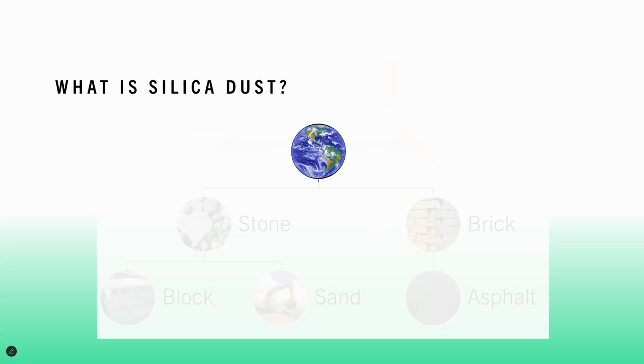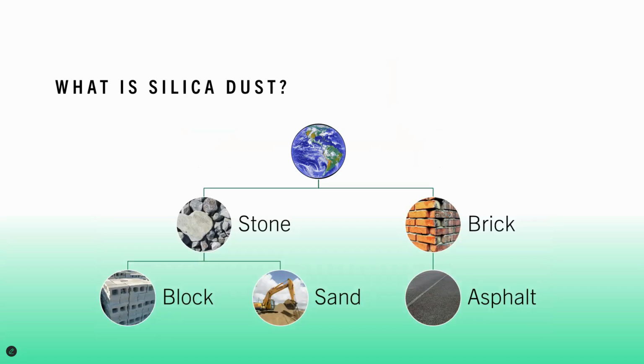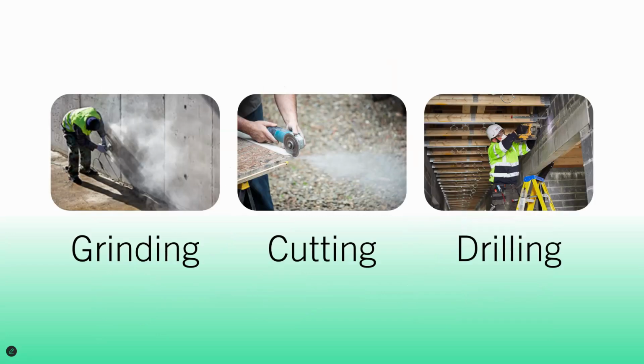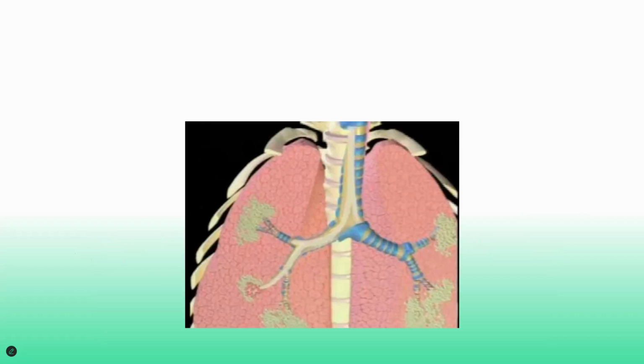Crystalline silica is one of Earth's most common minerals, found in stone, brick, rock, concrete, block, mortar, asphalt, and sand. Using power tools on these materials for tasks such as grinding, cutting, and drilling can release tiny particles of silica into the air.